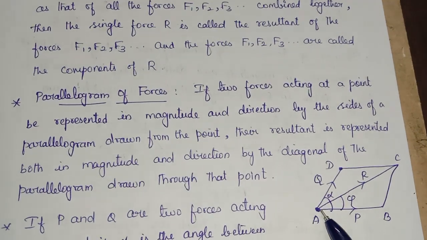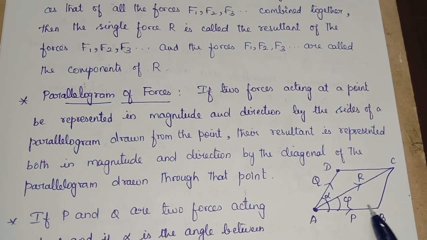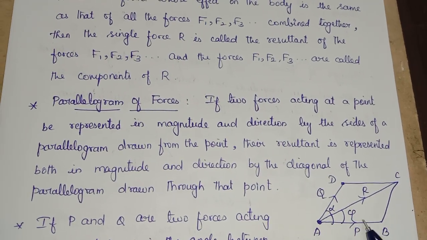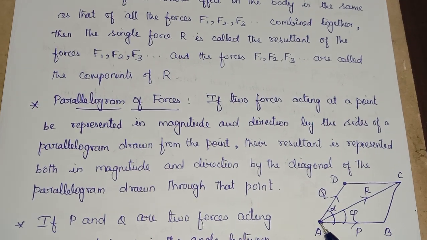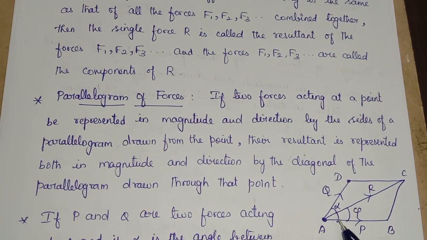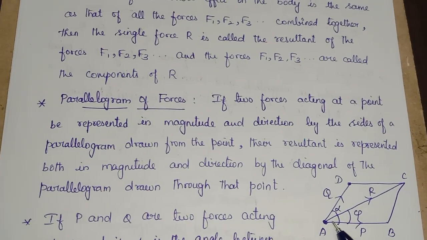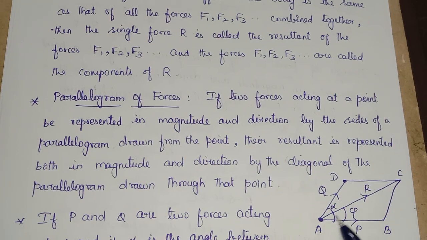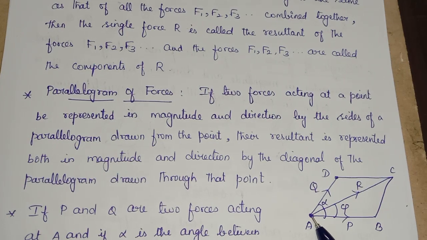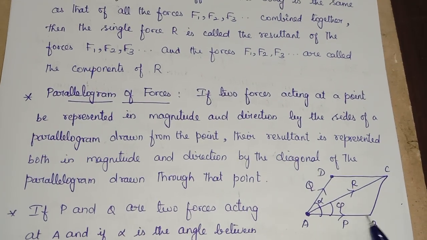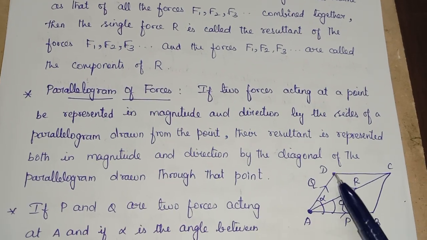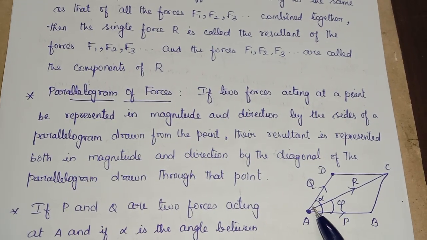See, suppose at a point A, I have two forces, P and Q, making an angle alpha with each other. Okay, P and Q are two forces acting at a point A with an angle alpha. Then the resultant of the two forces P and Q is given by the diagonal of the parallelogram. So how do you draw this parallelogram? See, this AB is representing the force P in magnitude and direction, and this AD is representing the force Q in magnitude and direction.